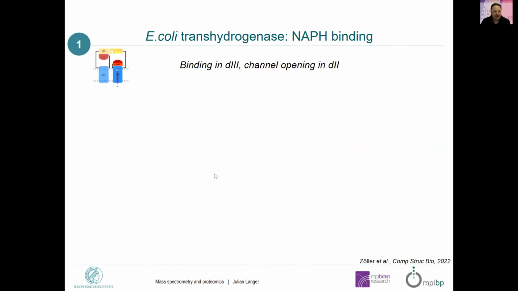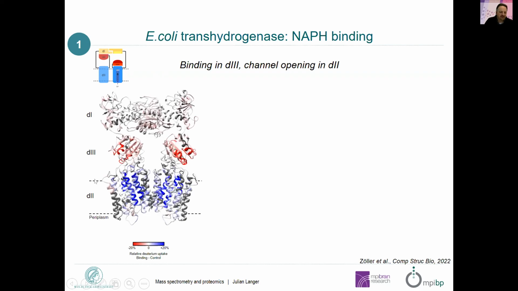The first part of the data set I want to share now is the NADPH bound state, where we believe that NADPH should lead to binding in domain 3 here, and the proton channel should be open. We compare our deuterium uptake to a non-ligand bound state, so it's differential deuterium uptake mapped here. A blue color indicates an increase in deuterium uptake. A red color indicates a decrease in deuterium uptake.